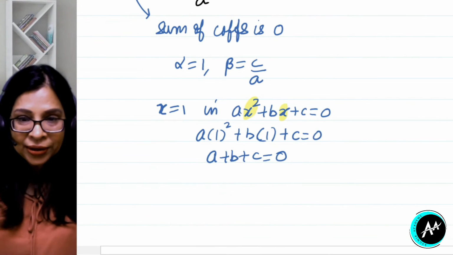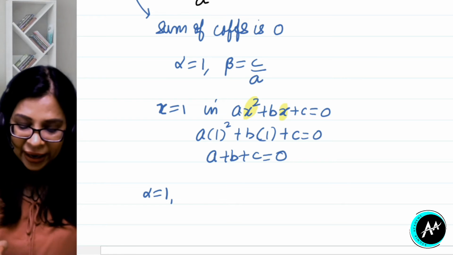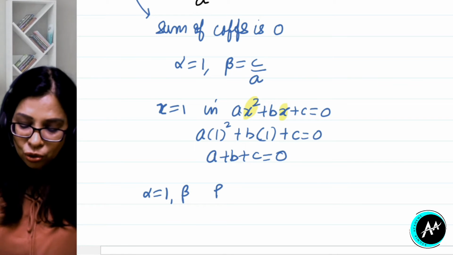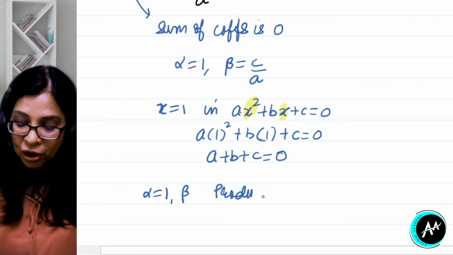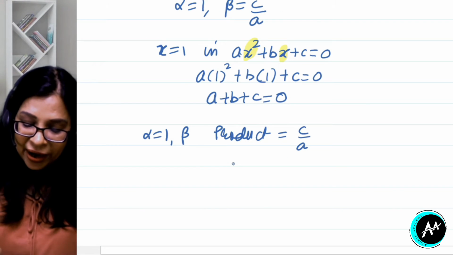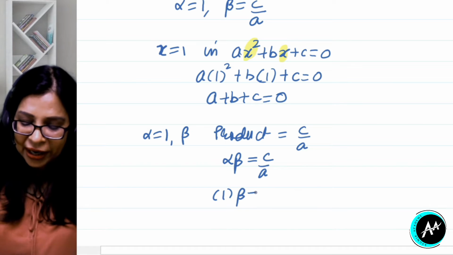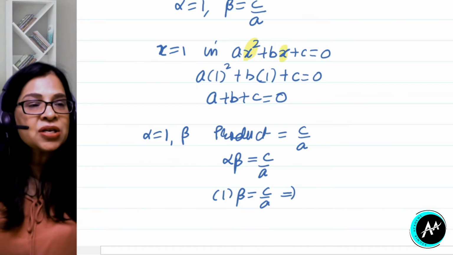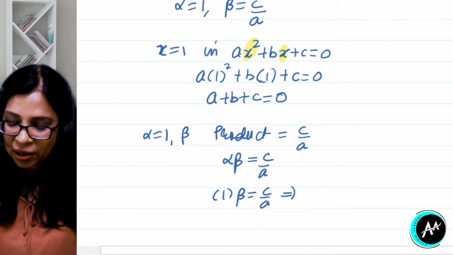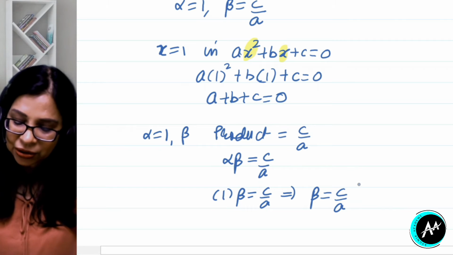Now how is the other root c upon a? If you are denoting the first root by alpha and the other root by beta, then you know that the product of roots is given by c upon a. So I have alpha into beta equal to c upon a. Since alpha is 1, 1 into beta is c upon a. This shows that the other root beta will be equal to c upon a. Got it? So this will be the other root.